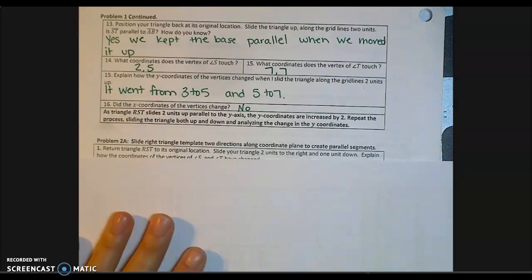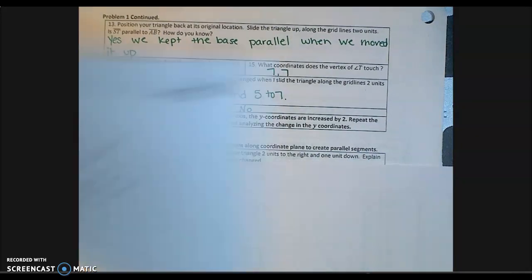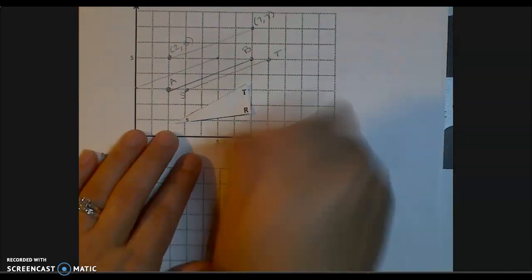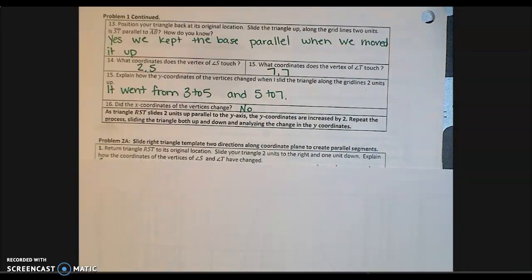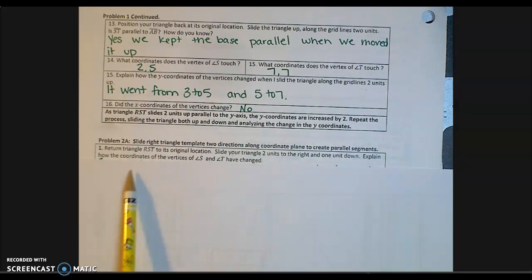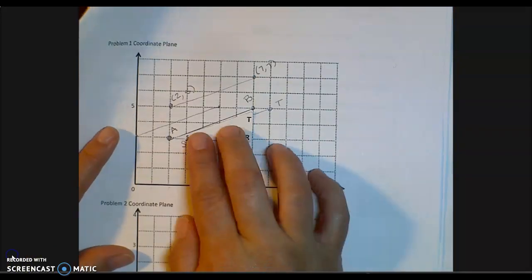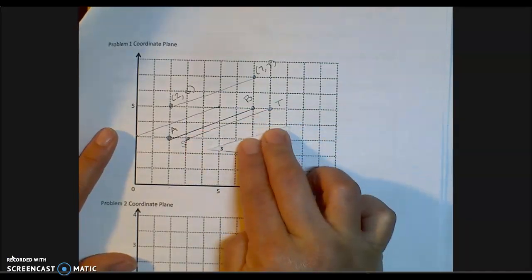Now it says, slide the triangle in 2 directions along the coordinate plane. So we're going to put it back where it was. And this time we're going to move it in 2 different directions. So it says, slide your triangle 2 units to the right and 1 unit down. Explain how the vertices have changed. So we are moving 2 units to the right, 1, 2, and 1 unit down, 1.